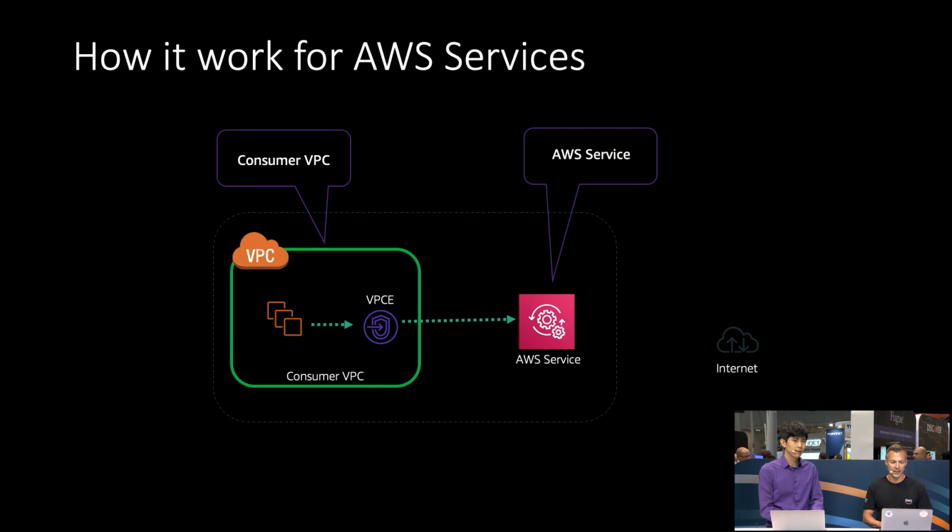Sure, and I'll move to my next slide here. So this is an example of how it works for AWS services. We're able to connect from an instance to a VPC endpoint into the back-end AWS service. So that's all using private IP addresses that exist within my VPC.